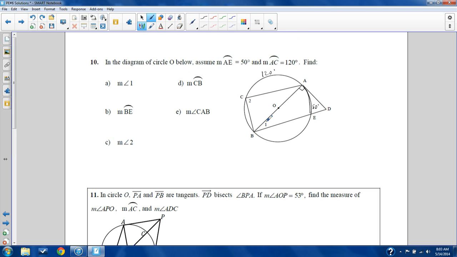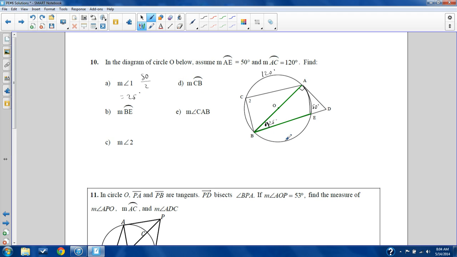Okay, find the measure of angle 1. Angle 1 is right here. If you noticed, it is an inscribed angle, and its intercepted arc was AE, which is 50 degrees. So angle 1 is 1/2 of 50. It's probably on your sheet. It's 50 over 2. Measure of angle 1 is 25 degrees. Okay? As I write these, some of them might help you solve other problems. So I'm going to fill them in as I go. So that's 25 degrees.